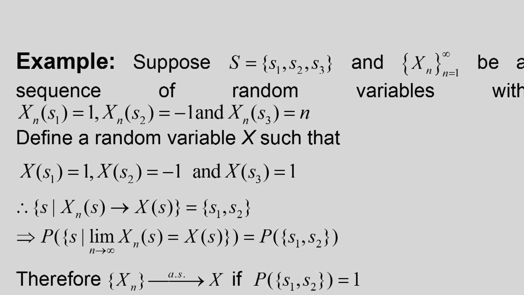If I consider the event for which this convergence is taking place, we see that xn(s1) is 1 and here also 1, xn(s2) is minus 1 and here also minus 1, but xn(s3) is n, while here it is 1. Therefore, it is not converging for s3. So, the event where convergence is taking place comprises s1 and s2. Therefore, the probability of this limiting event is equal to the probability of {s1, s2}. So xn will converge to x almost sure if the probability of this event is equal to 1. That way the basic concept of almost sure convergence is introduced.